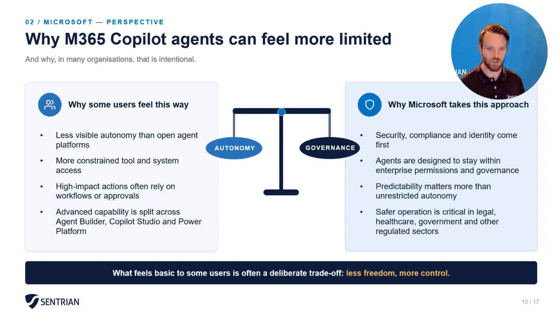So Microsoft agents are designed to stay within enterprise permissions and governance. The predictability of these matter more than unrestricted autonomy. And that is absolutely true within an enterprise environment. We don't necessarily want to take things away from people, as attractive as that may seem at first. We just would rather speed up workflows, and that doesn't require so much autonomy. And this creates a safer operational structure within industries like legal and healthcare and government, other regulated sectors, which is a massive piece of the Microsoft pie. So, like I said, it is intentional.